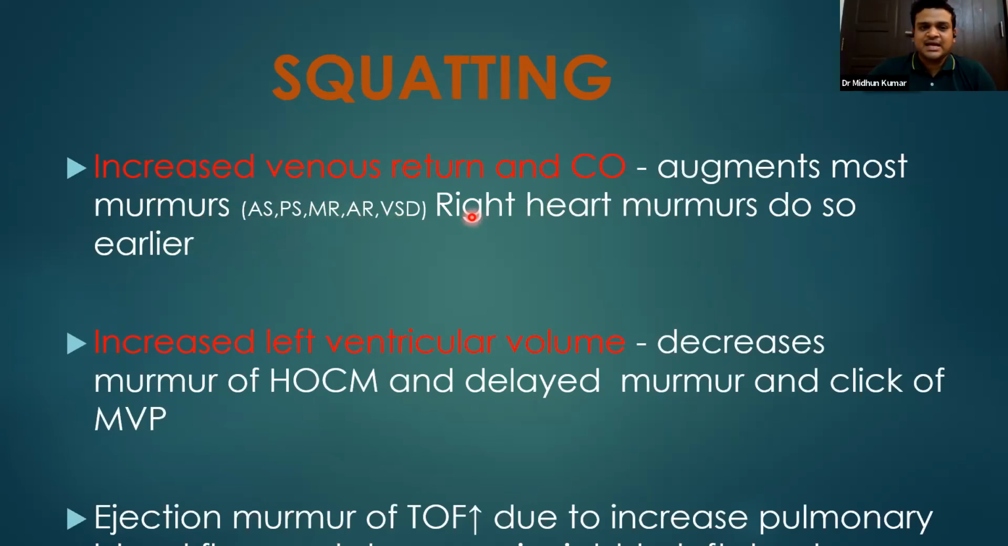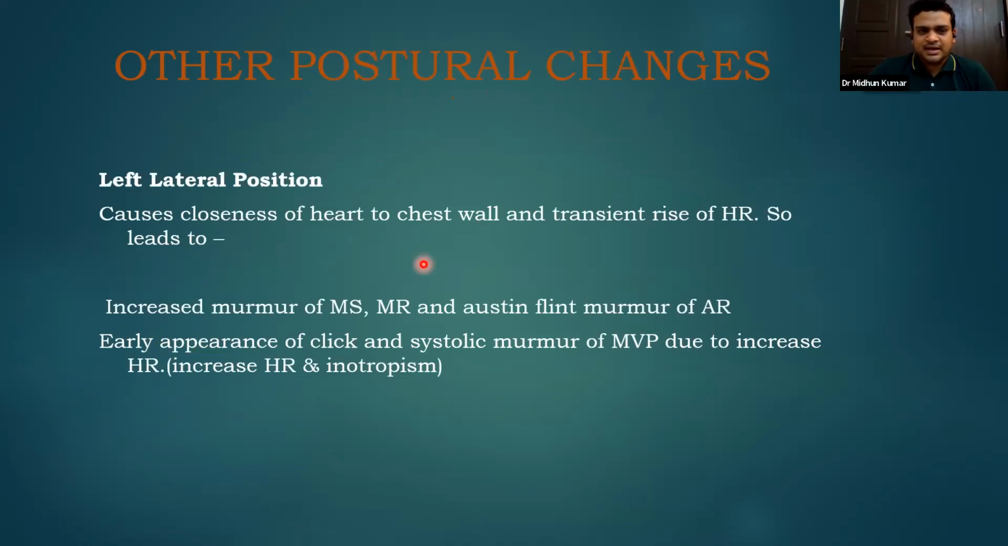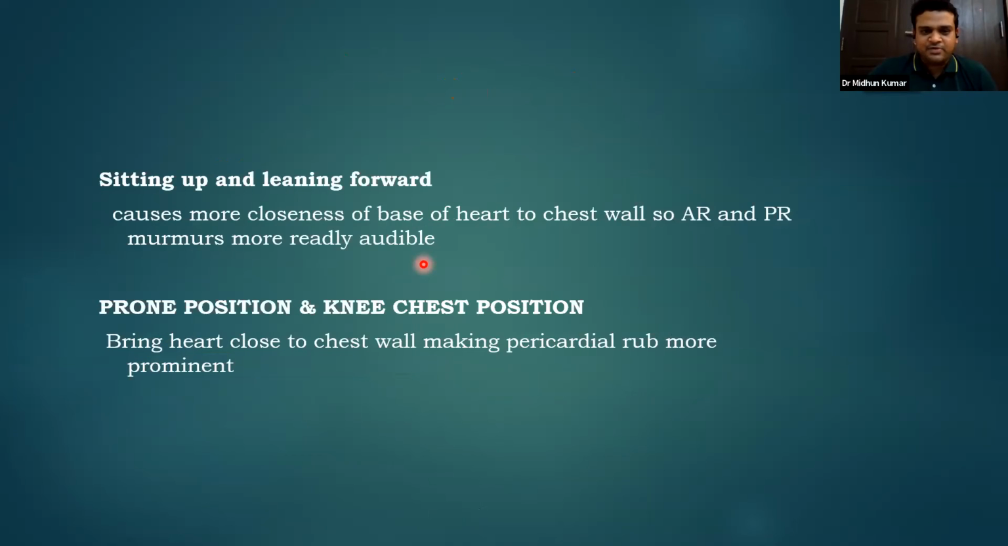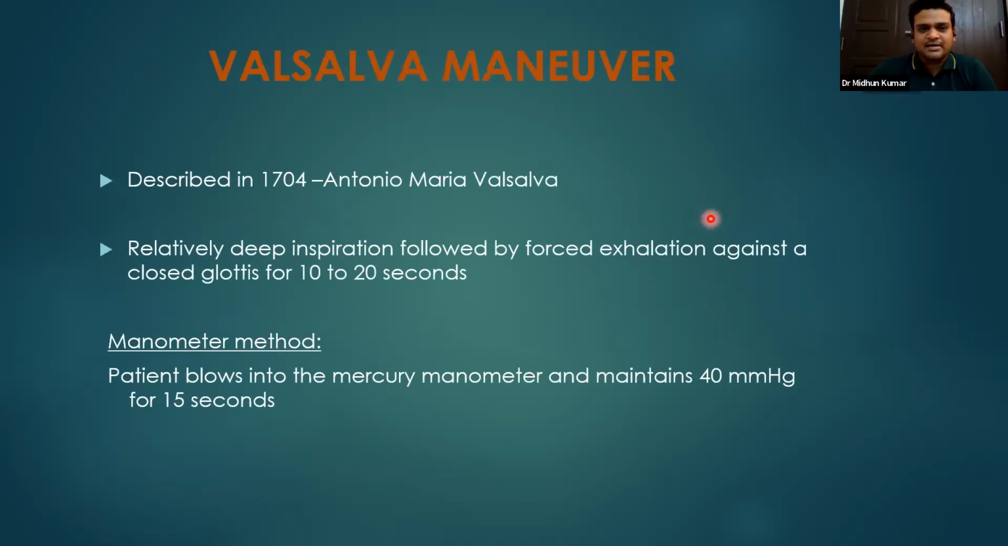You should not simply memorize that increased venous return and cardiac output will increase all these murmurs. It should not be like that. You have to understand what happens in this particular condition that makes the murmur increase in intensity. And in the left lateral position, these position changes have to be noted. Sitting and leaning forward will bring the base of the heart closer so that the murmur of aortic stenosis and aortic regurgitation will be better heard. And the Valsalva maneuver is a separate entity in itself, and it requires a lot of understanding.